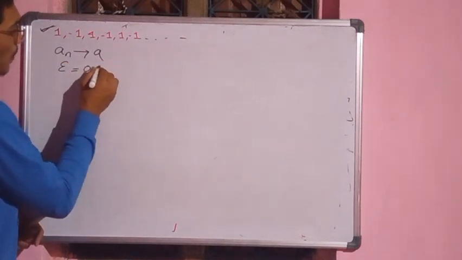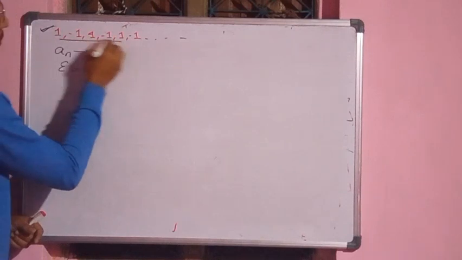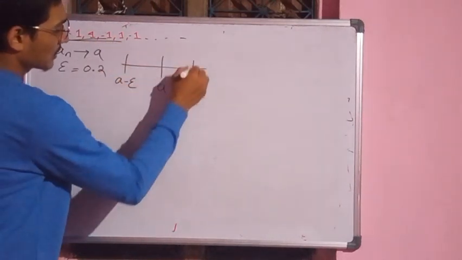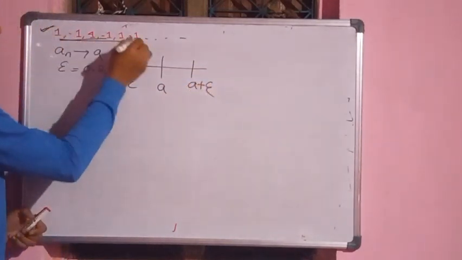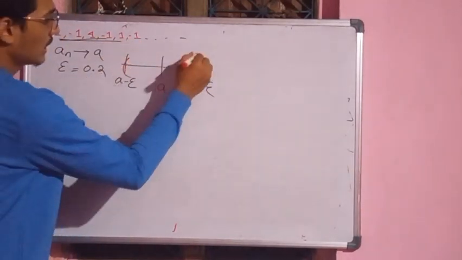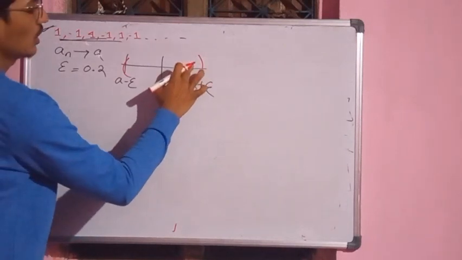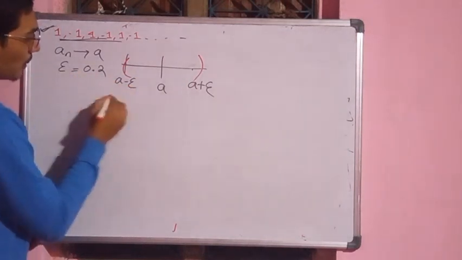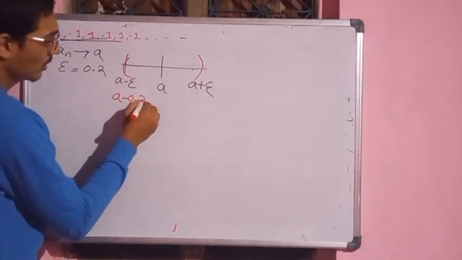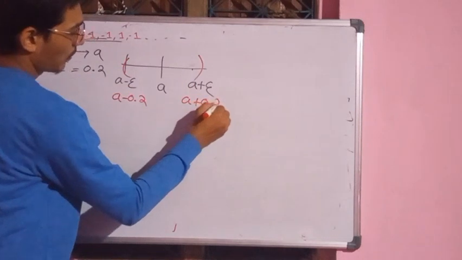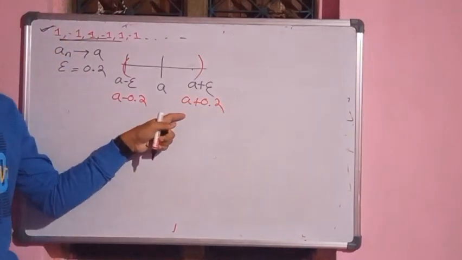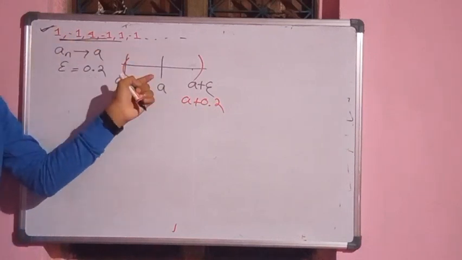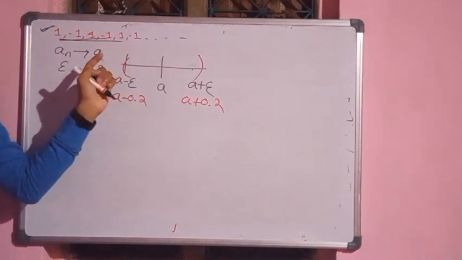Let's say 0.2. So if the sequence is convergent, then all the terms, this is my A, this is A minus epsilon, this is A plus epsilon, should remain within this open interval. Here I assume epsilon as 0.2, so all the terms should remain within A minus 0.2 and A plus 0.2. Can you find any value of A such that all the 1s and minus 1s will stay within this bracket?